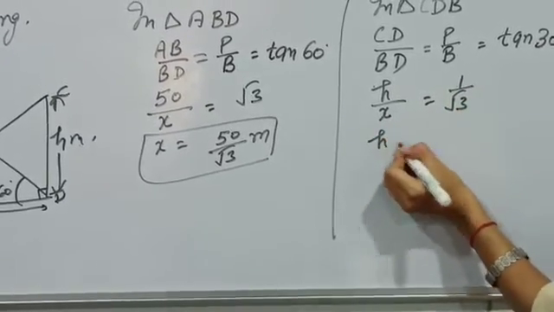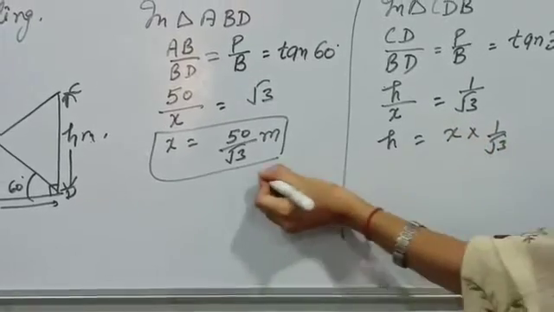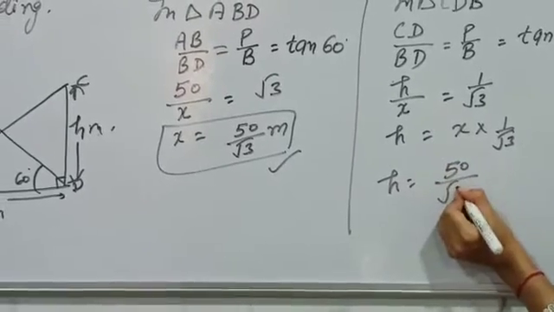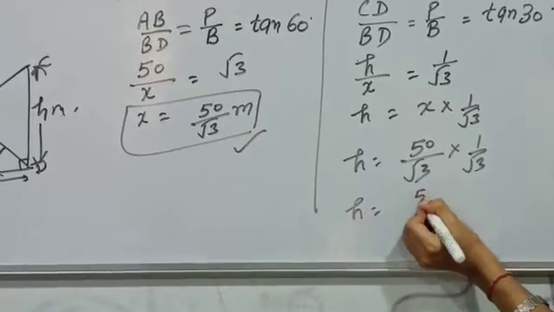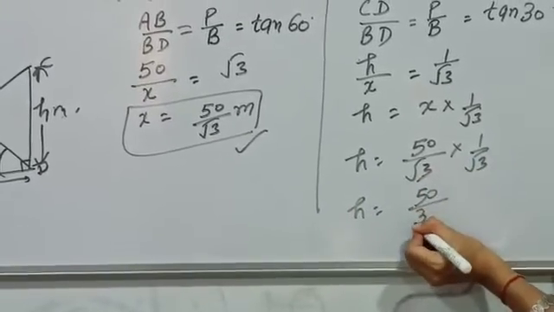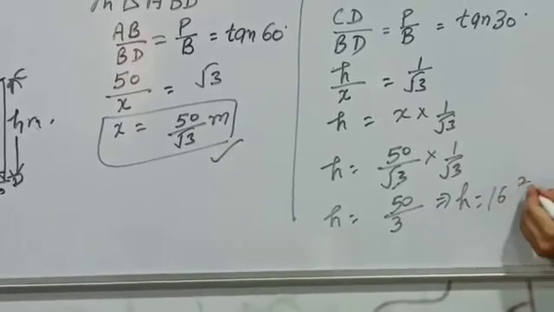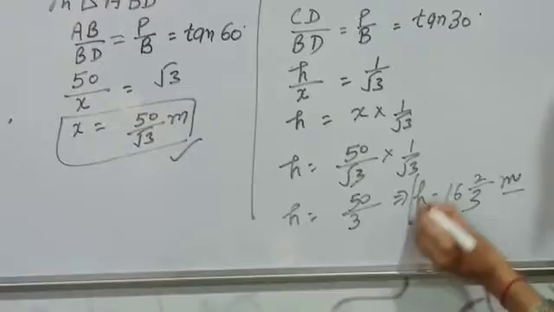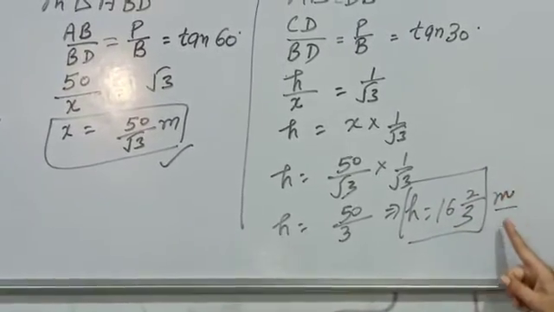So we will see h is equal to x multiplied by 1 upon root 3. X value we already found, so h is equal to 50 upon root 3 multiplied by 1 upon root 3, which is h is equal to 50 upon 3 only. So we can write the h value as a mixed fraction, 16 2 by 3 meter. So we find the height of the building, which is equal to 16 2 by 3 meter.